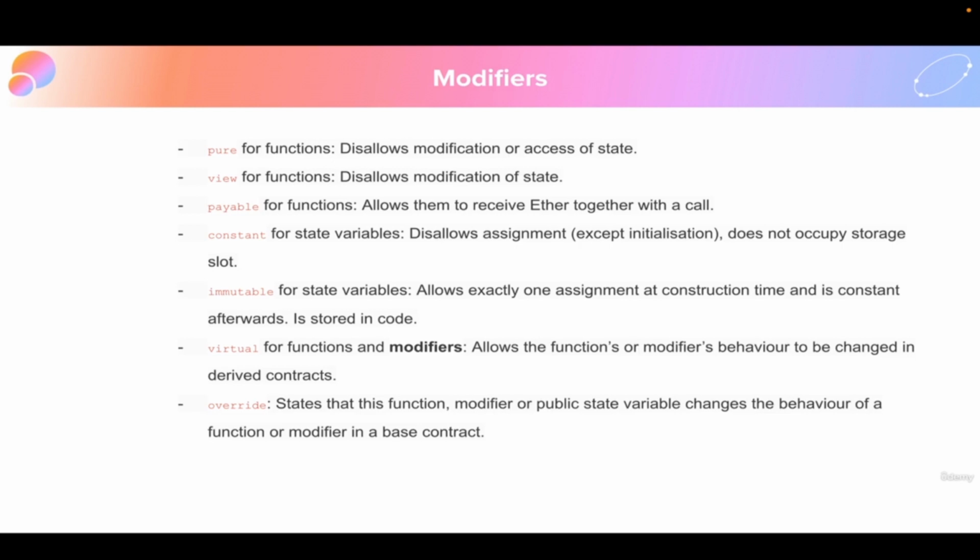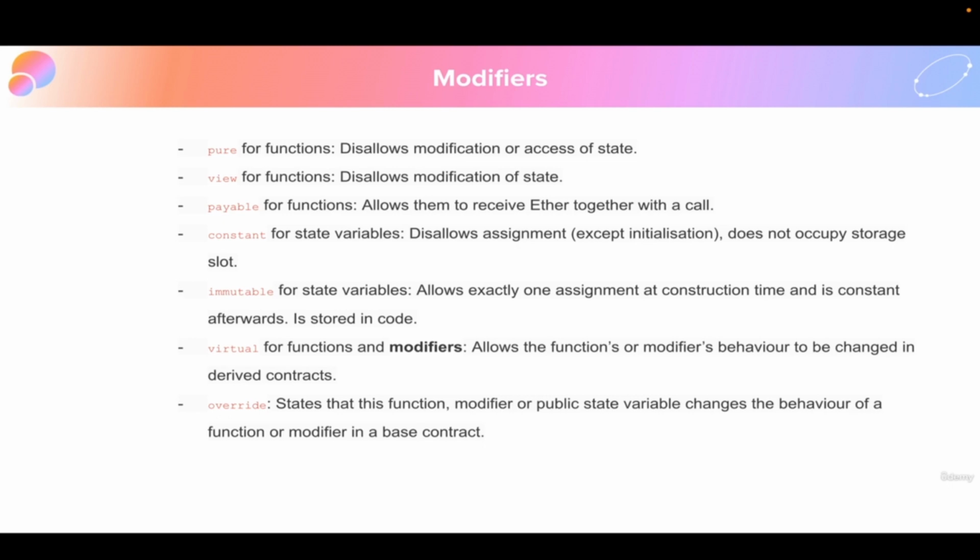We've dealt with function modifiers already. You can see here a list of the built-in function modifiers. Let's look at them one by one. Pure and view are both function modifiers. Pure disallows modification or access of state. In other words, pure does not touch anything on the blockchain. It simply returns a value. View disallows modification of state, although it does allow you to view blockchain state.